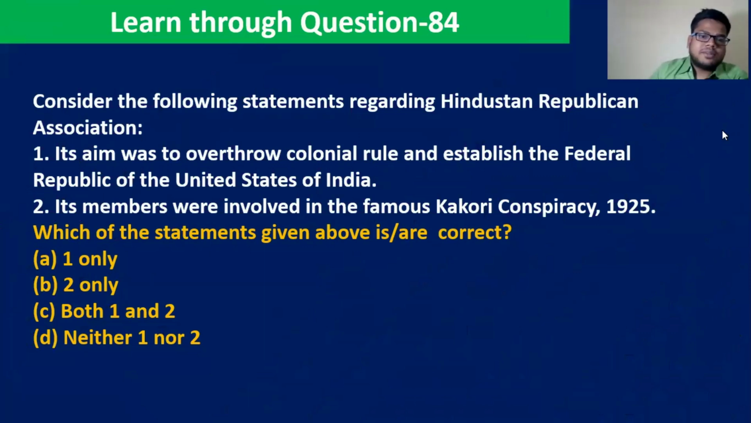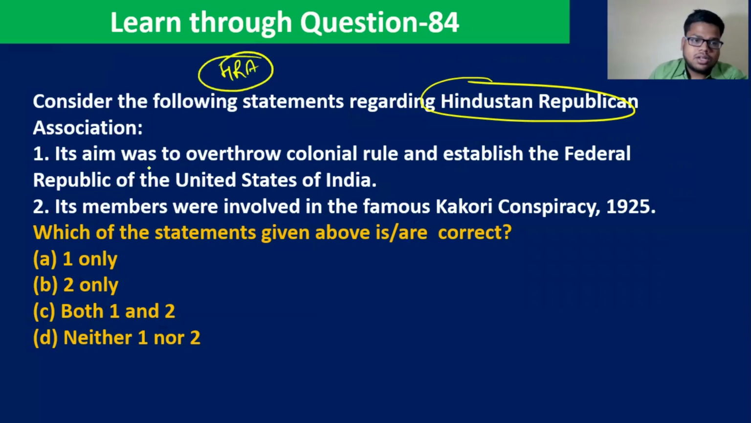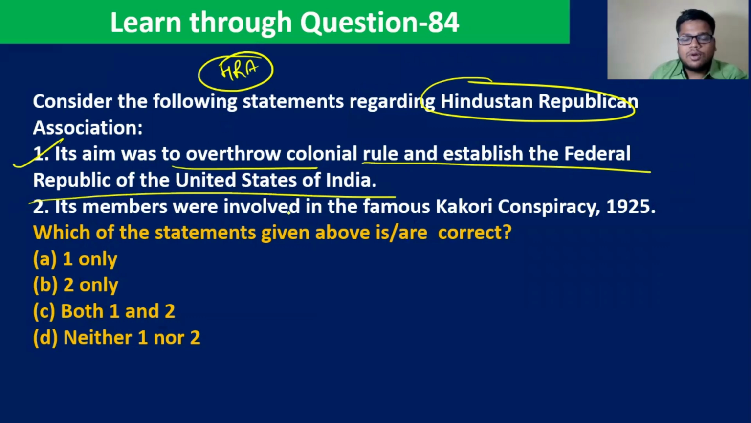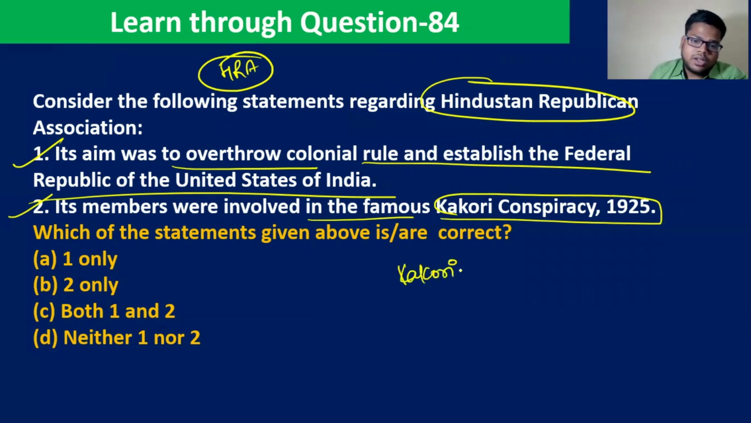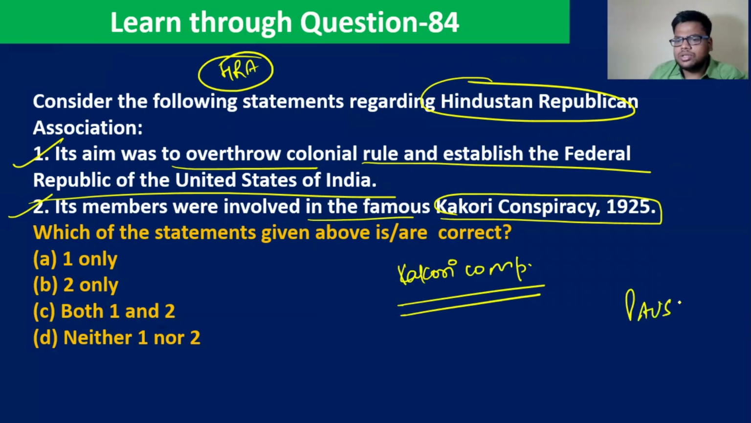Consider the following statements regarding the Hindustan Republican Association, HRA. Its aim was to overthrow the colonial rule and establish the Federal Republic of the United States of India. Its members were involved in the famous Kakori conspiracy. So what is the answer? Pause the video, very easy question.